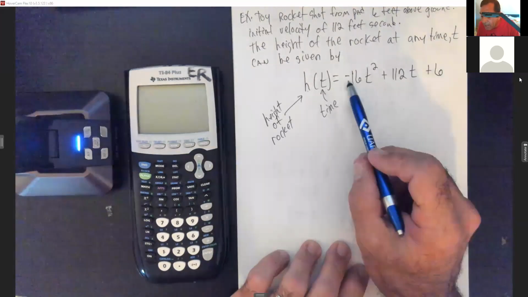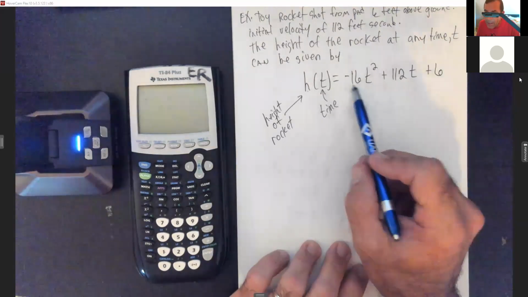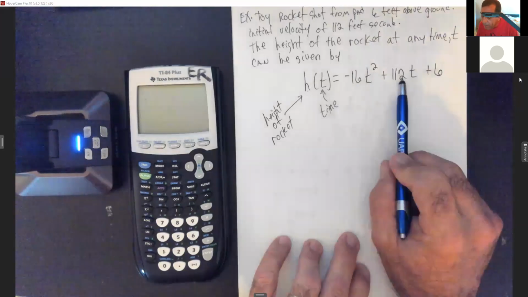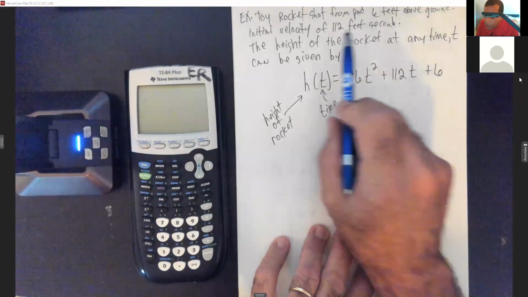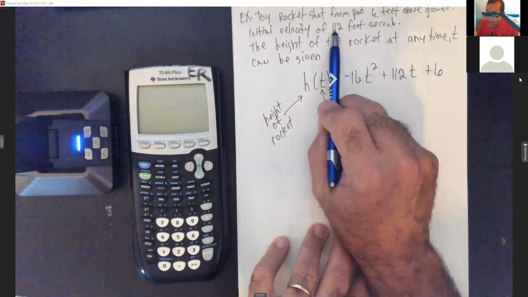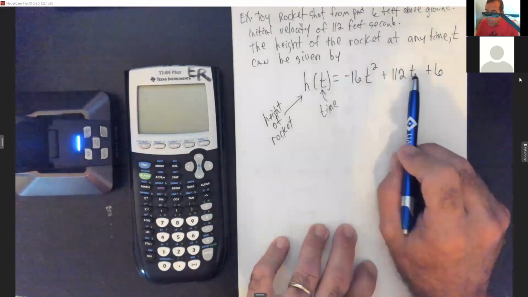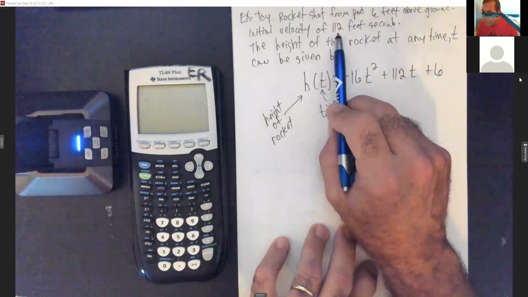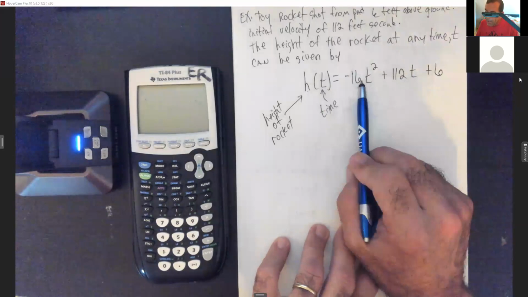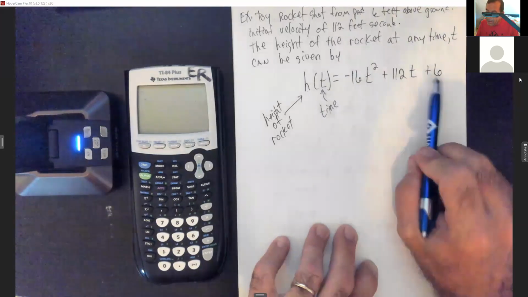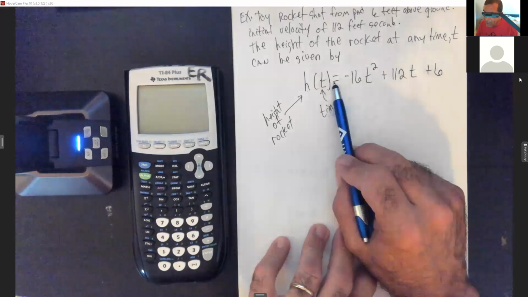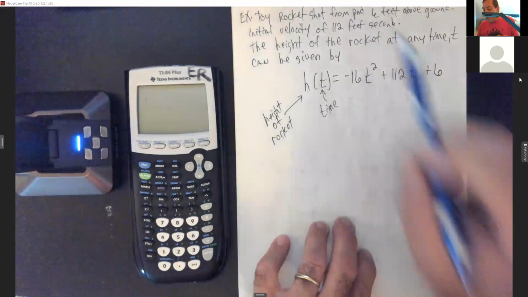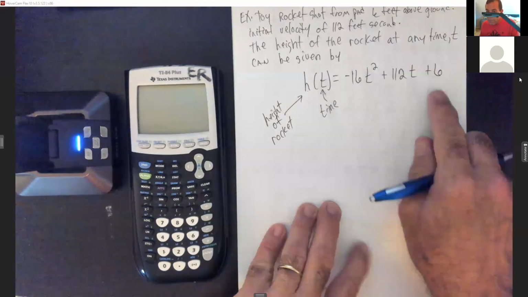Negative 16t squared is gravity pulling it back down to Earth. The 112t they got here was this 112 feet per second. For every second it's in the air, it's going to go 112 because of the velocity, but that gravity is going to try to pull it down. And y'all, they got this 6 because if time was 0, the height would be 6 feet, which was what the launching pad is. So everything in the formula comes from what they're sort of giving you.